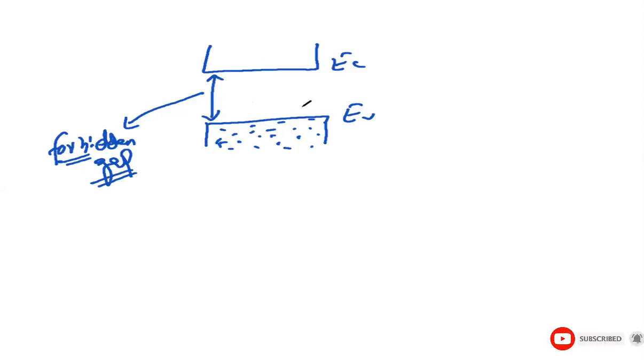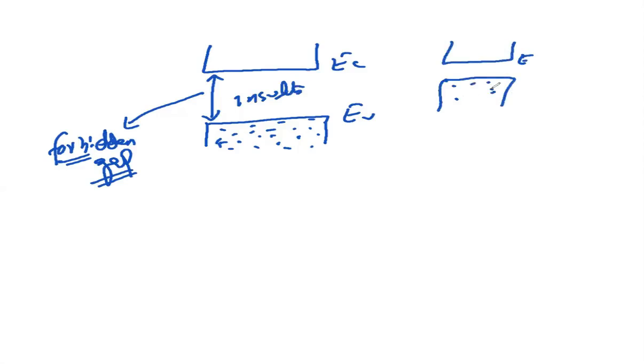Okay, so if this is for the insulator, then for a conductor it will be like this, a very small gap. For the semiconductor, it will be in between, like this. This is for the conductor, and this is EV.